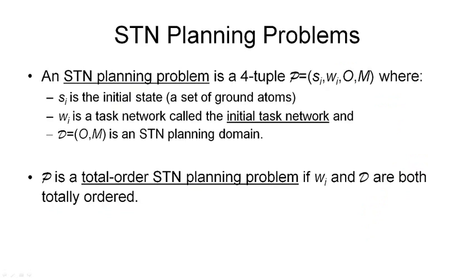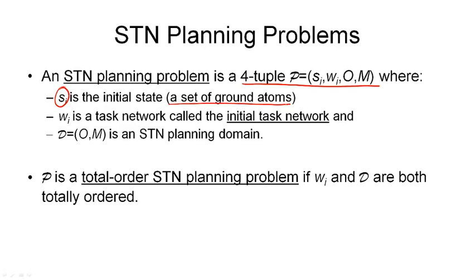Now that we have defined STN planning domains, we can turn to STN planning problems. An STN planning problem is a four-tuple consisting of Si, Wi, O, and M, and I'll explain these four components now. The first component, Si, is the initial state of the world from which we are planning. So this is a set of ground atoms, just like for a STRIPS planning problem, which also had an initial state consisting of a set of ground atoms.